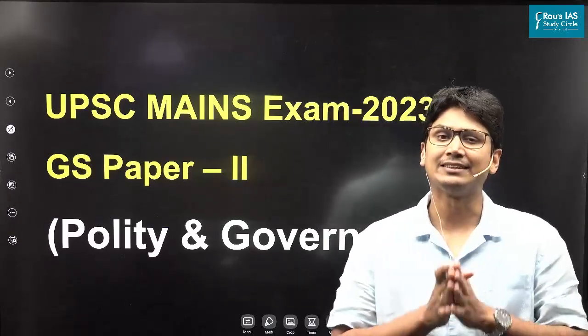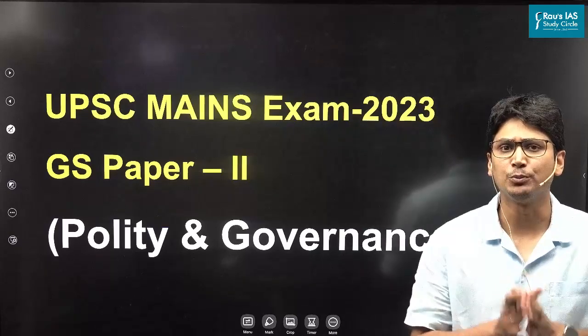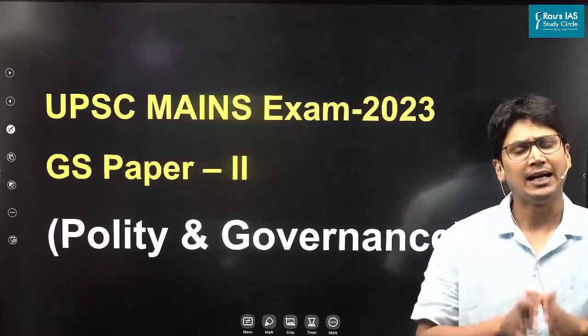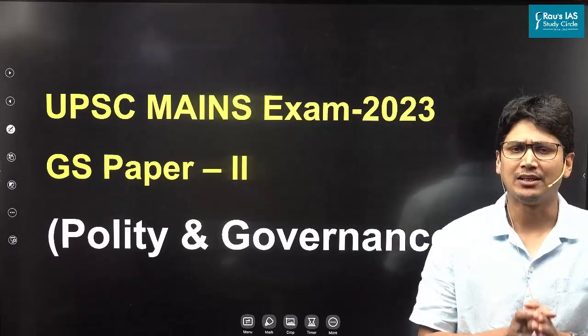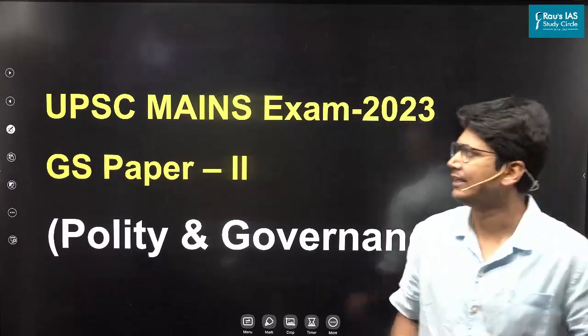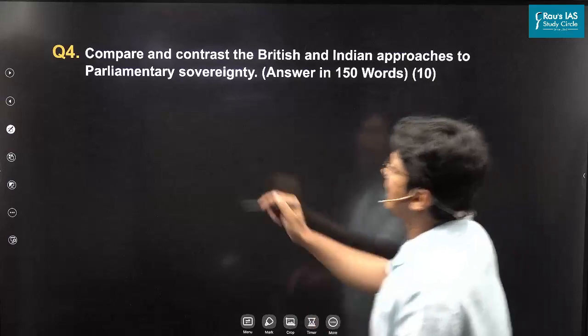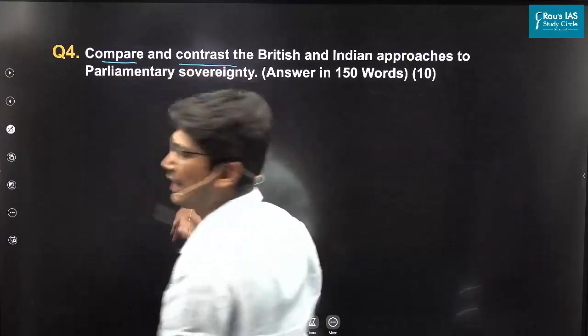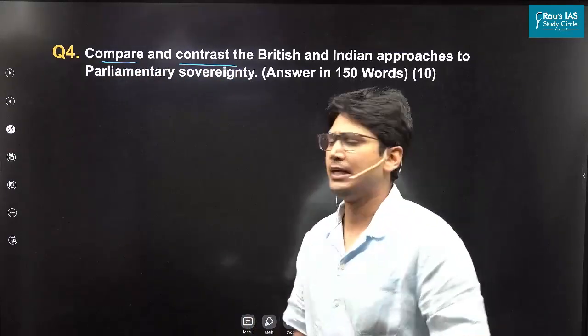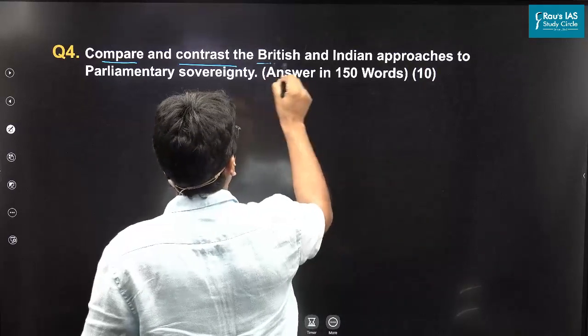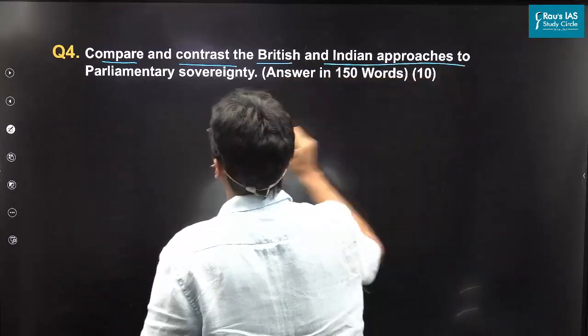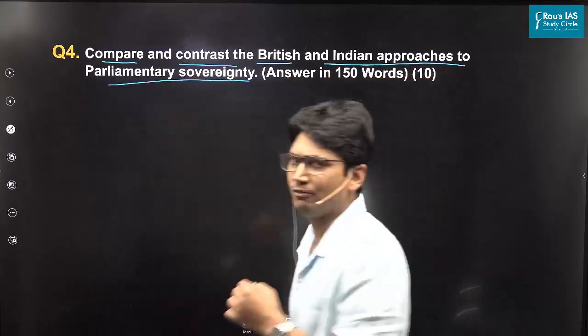Today let us discuss an important question asked by UPSC in the mains examination. This question carries 10 marks under the section of polity and governance. The question asked was compare and contrast. Look at the term used in the question. Compare and contrast the British and Indian approaches to parliamentary sovereignty.